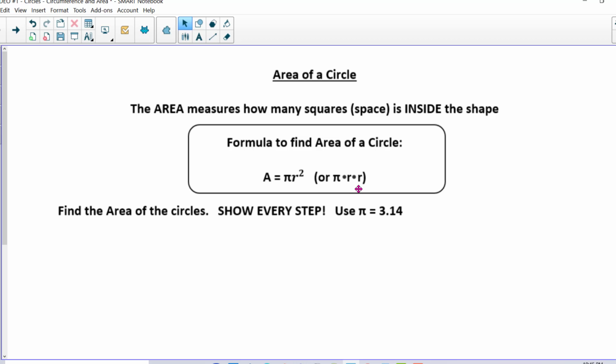So I wrote that out for you. Pi times the radius times the radius. That's different than the circumference one that was 2 times pi times the radius. This one's different, and you'll see how. So let's go over these examples.